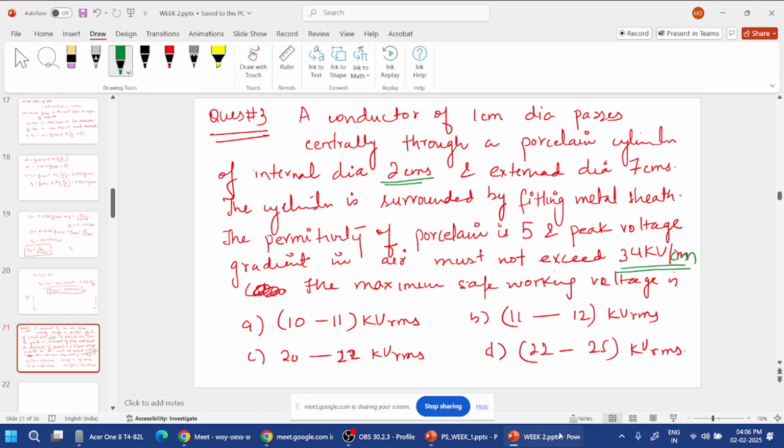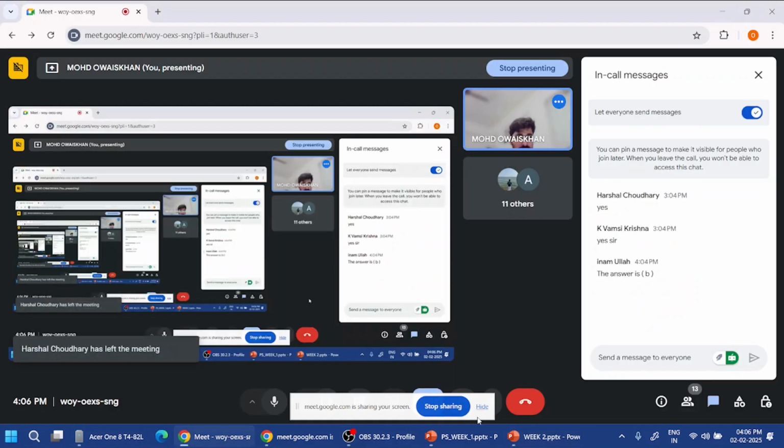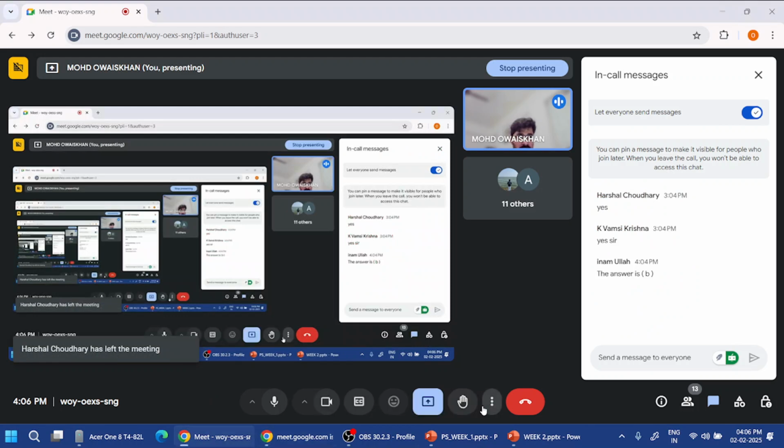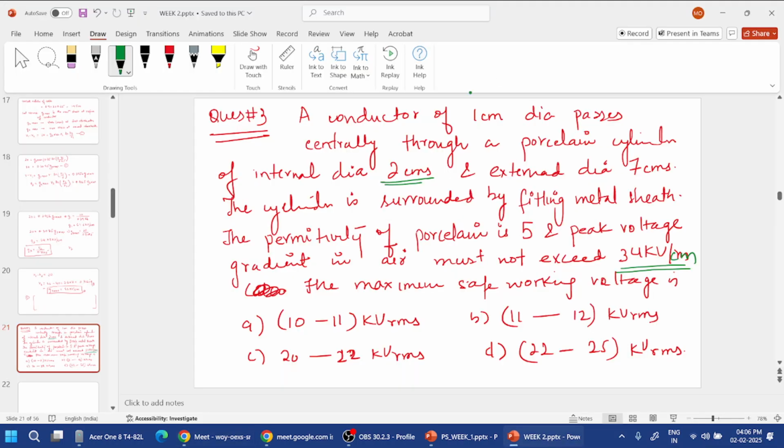Those who have any query can write in the chat box. I think someone has raised a hand, but I'm not getting how to allow that. If you have anything like that, you can write any query in the chat box. Okay. So basically, single person has given the answer.